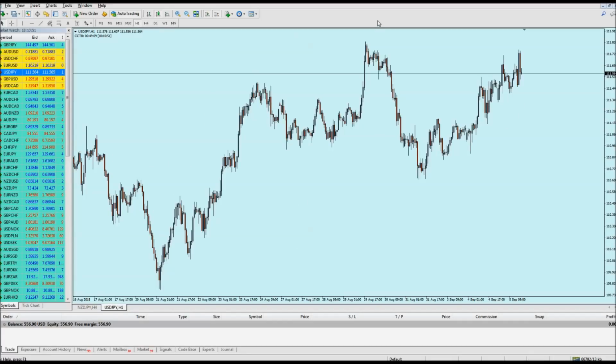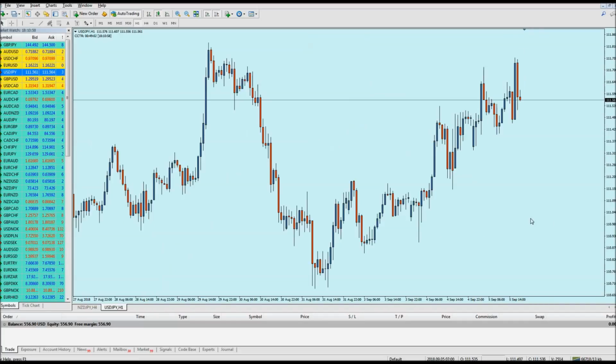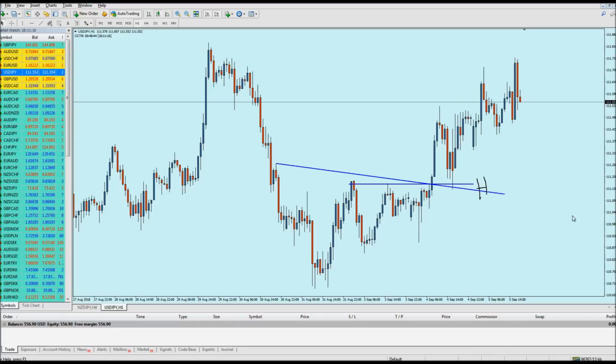Let me move to the 1-hour chart. The strategy, as simple as it is, as we spoke about earlier in the video, we talked about a breakout from a resistance, let's say from a horizontal resistance. And there is also a breakout from a trend line. This is a resistance trend line.